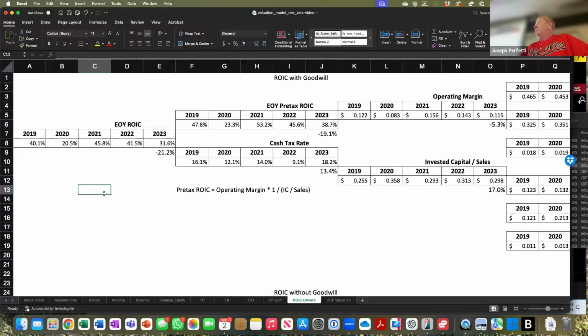The underlying business is selling shoes and apparel. Pre-tax ROIC went from 47.8% to 38.7% over the 5 years. So that got worse too, right?